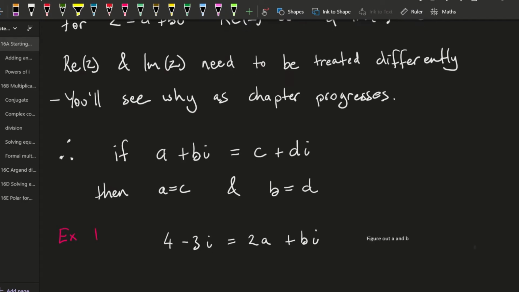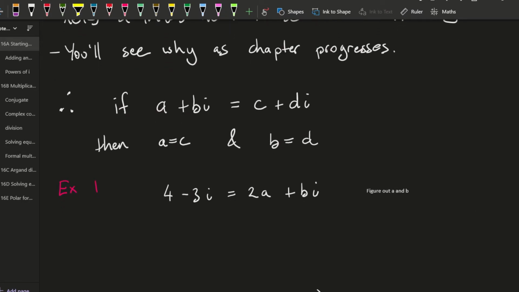The first one is saying, if I have this complex number 4 minus 3i, and it's equal to this other complex number, but we're not representing everything in numbers there, we've got 2a plus bi, what's a and what's b? This one is really straightforward. The two real components, 4 and 2a, have to be equal, don't they? So we've got 4 equals 2a, and dividing both sides by 2 is really simple: a is equal to 2.